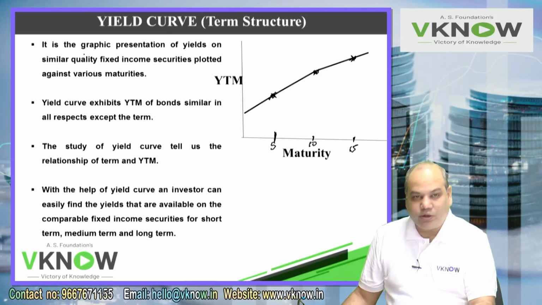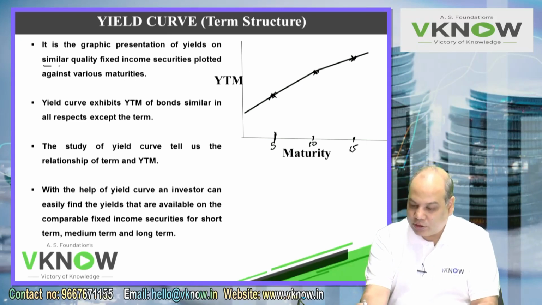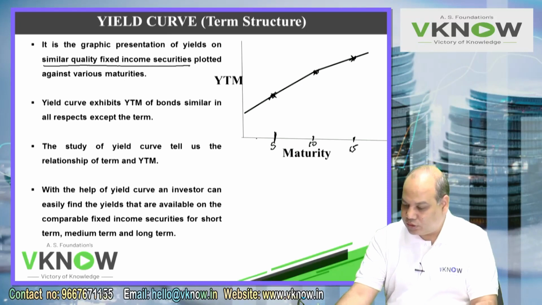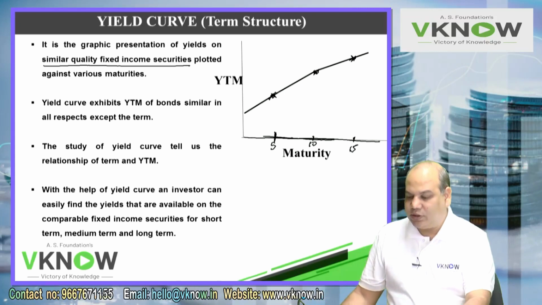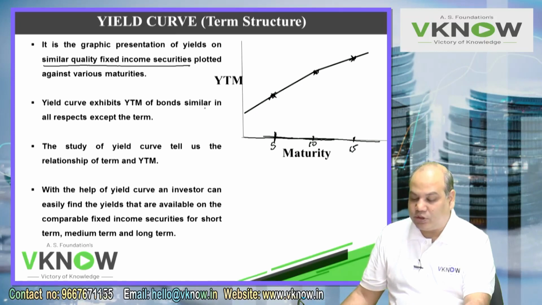Let us read the first point. It is the graphic presentation of yield on similar quality fixed income securities. So the risk of all these bonds is the same, except their maturities, plotted against various maturities. Yield curve exhibits YTM of bonds similar in all respects, except their term to maturity. The terms to maturity are different.